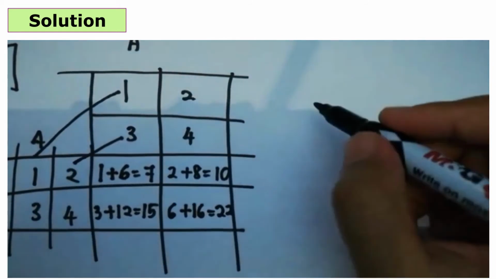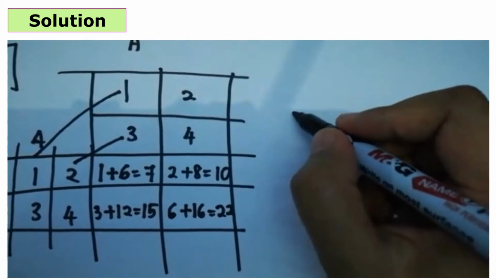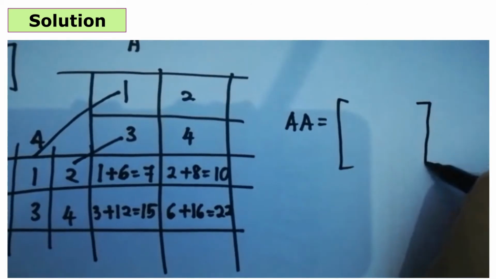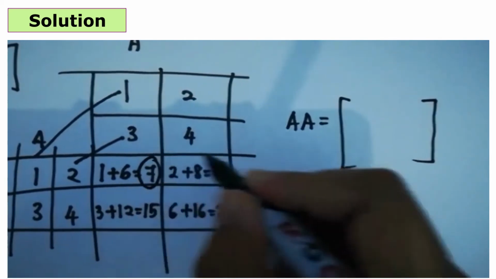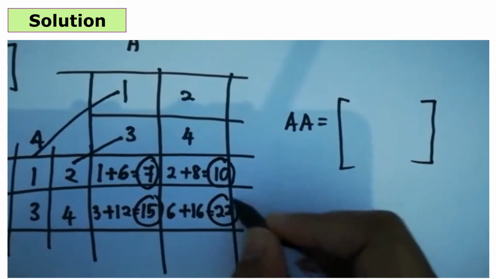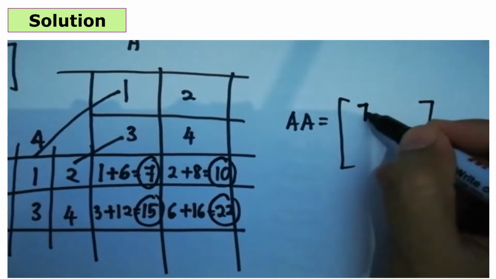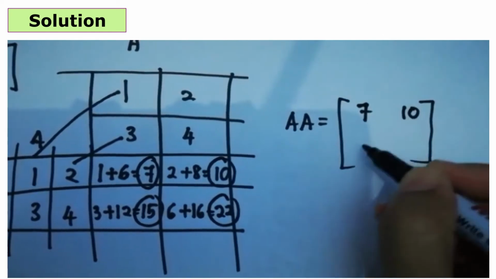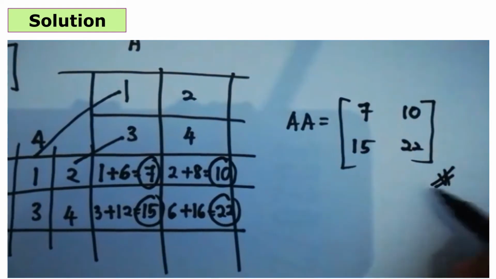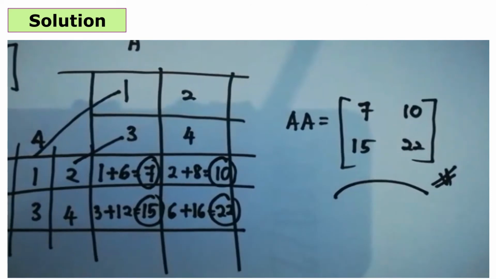Okay, so the product of A equal to, we just take out the elements 7, 10, 15, 22. 7, 10, 15, 22 is your product of AA.